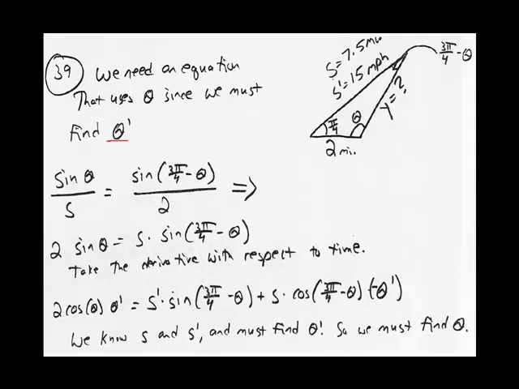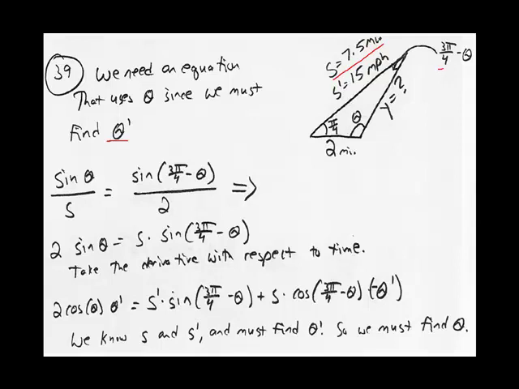Now notice here that I have S is equal to 7.5 miles. This is going to be true after a half an hour of this boat moving, but it is something which is changing, so I can't just put 7.5 there. I've got to put S. And then I also got the other side of it.